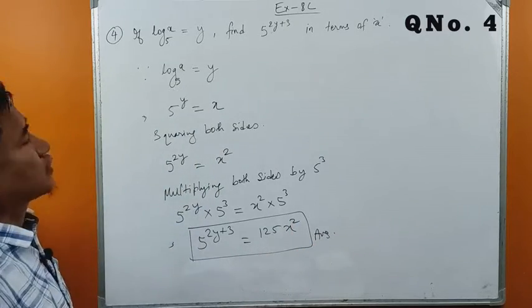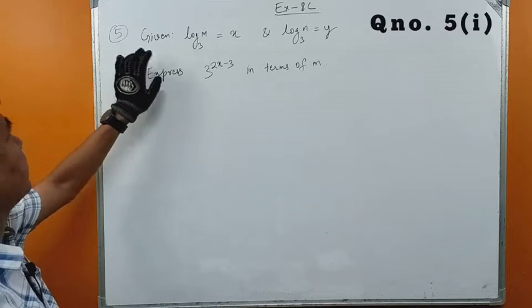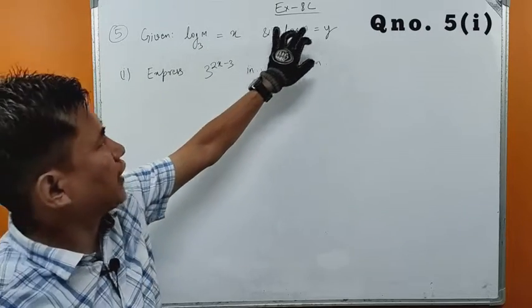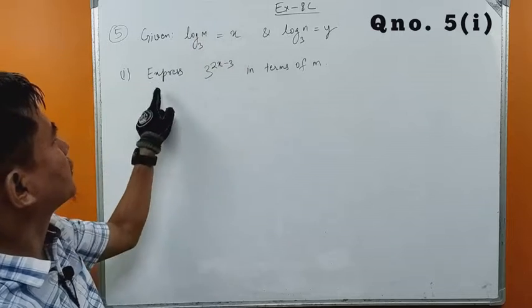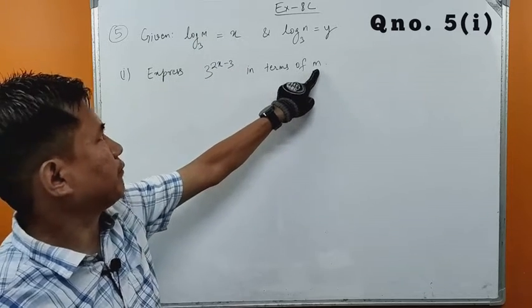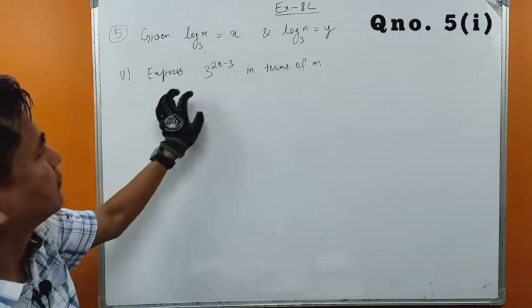Now let us do the next question. Okay, now let us do question number 1 of 5. Given log m to the base 3 equals x and log n to the base 3 equals y. Okay, so we are going to use this only because we are asked to find 3 to the power 2x minus 3 in terms of m. We are going to use this equation only for this question.